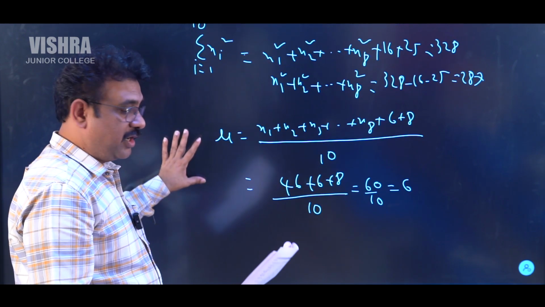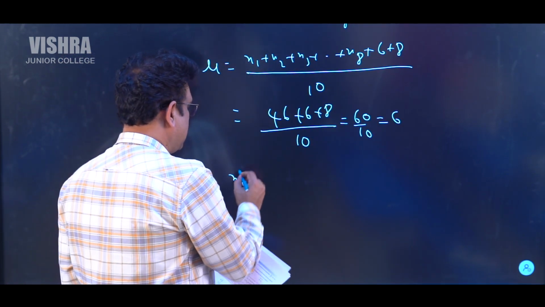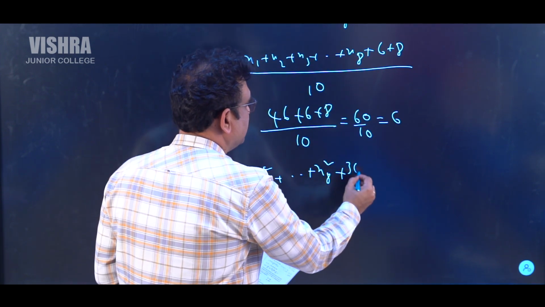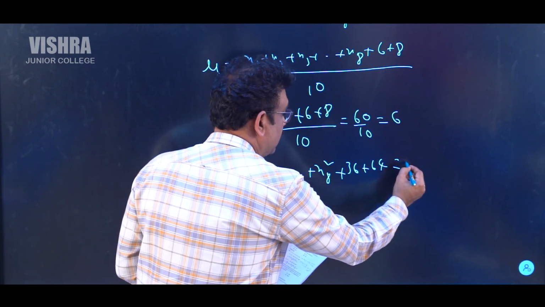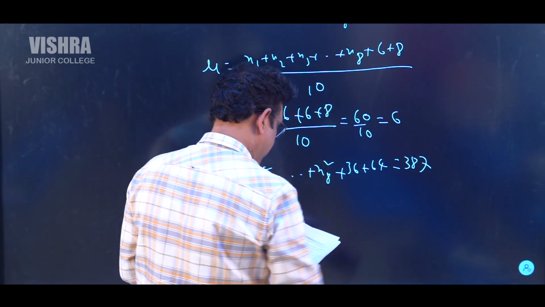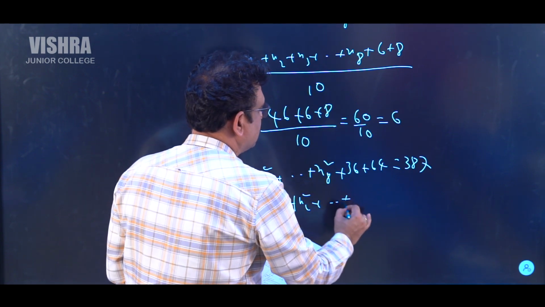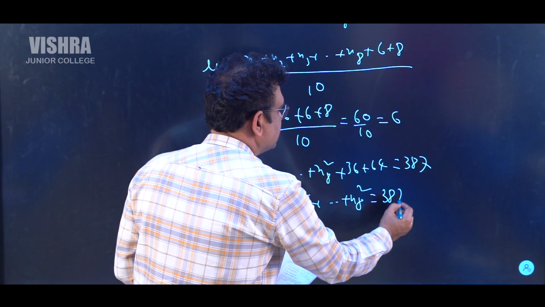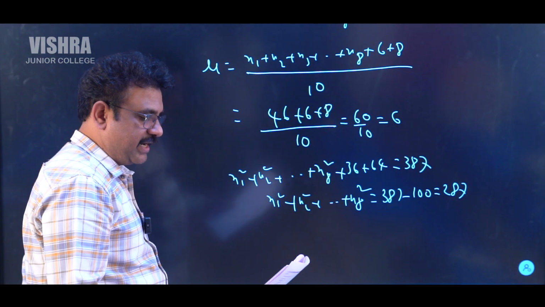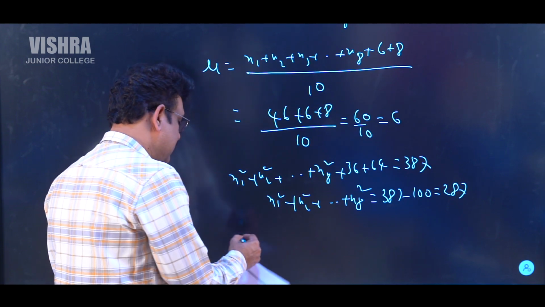Now we have to find the new variance. So that is x1 square plus x2 square plus up to x8 square, plus 36 plus 64. 36 plus 64 is 100, so the sum is 287 plus 100, which is 387. So the new sum of squares is 387.